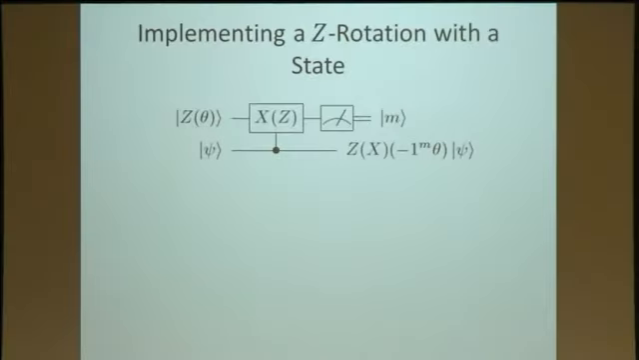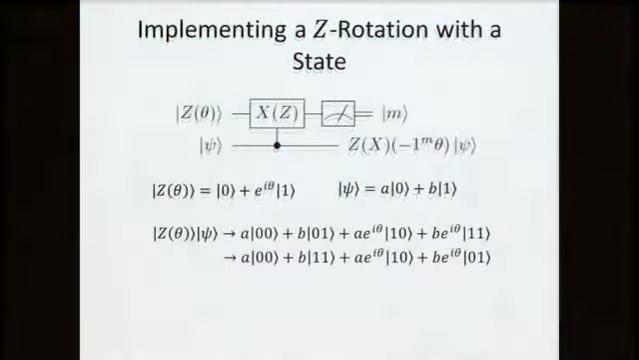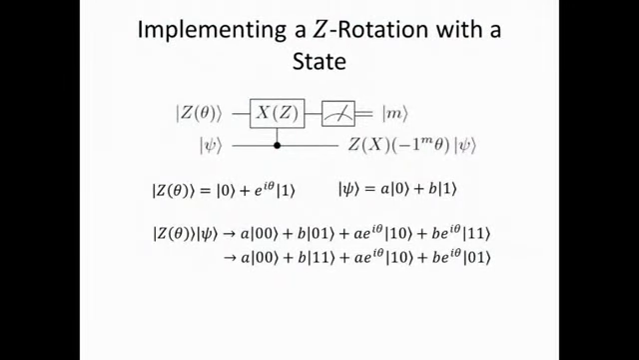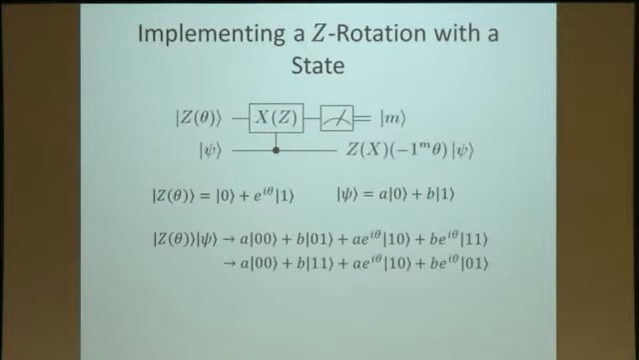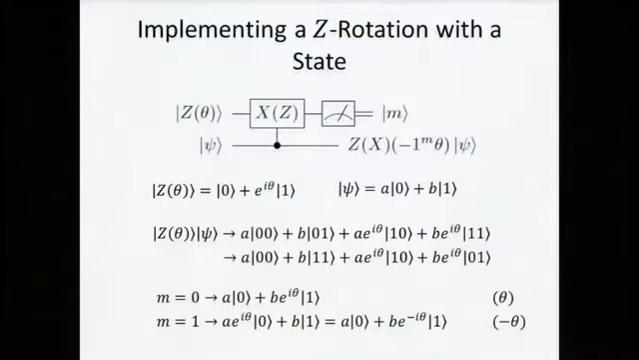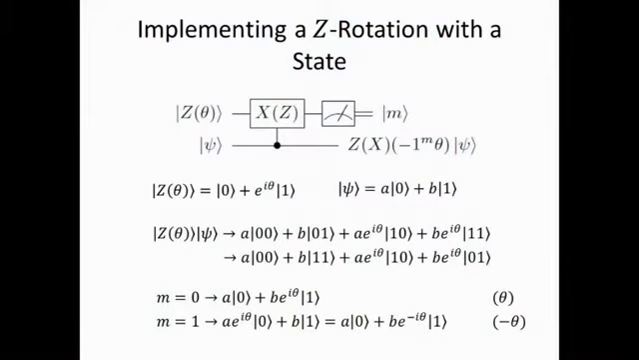Okay, so now the state psi comes in. We apply a controlled NOT gate. You can also use this to do an X rotation, but I'm going to go through the case of performing a Z rotation. So you apply a controlled NOT gate, and then you measure. And depending on the measurement outcome, you'll either perform the angle or you'll perform the negative of that angle.